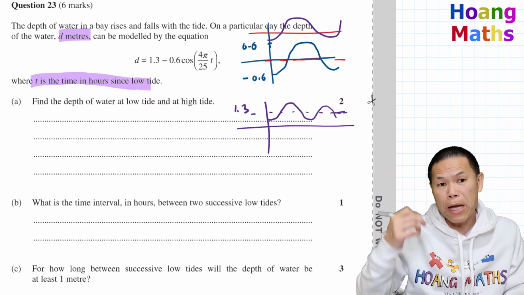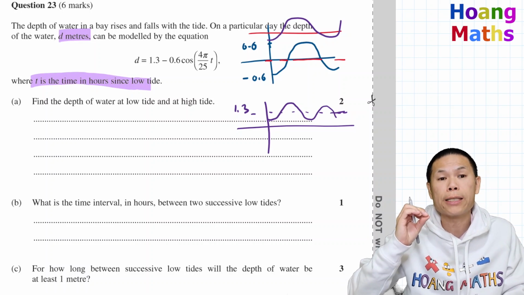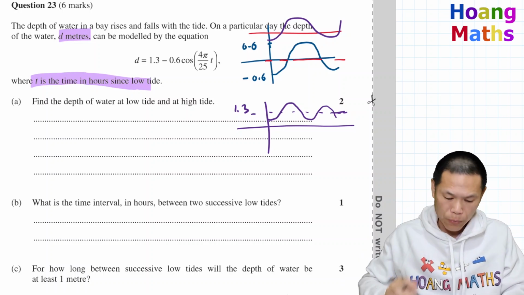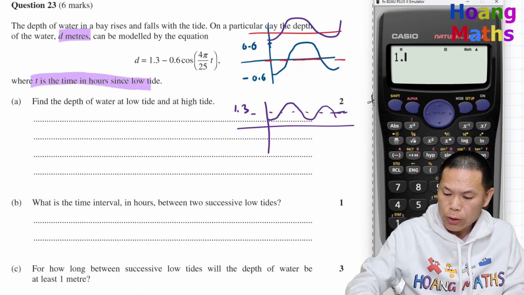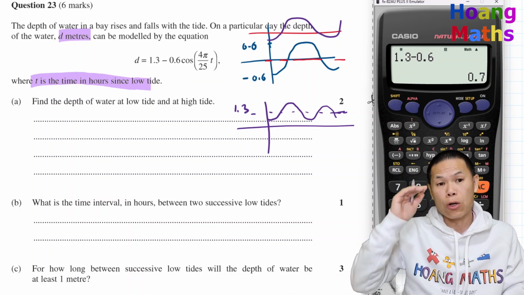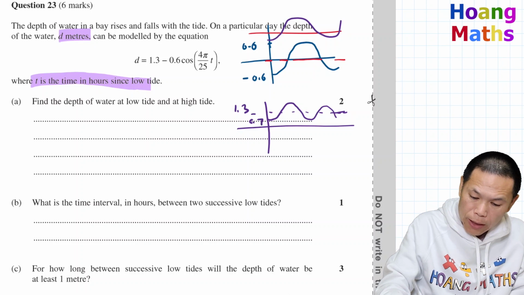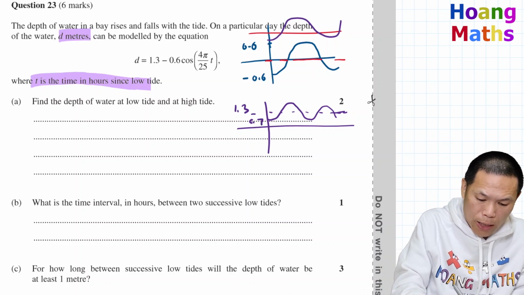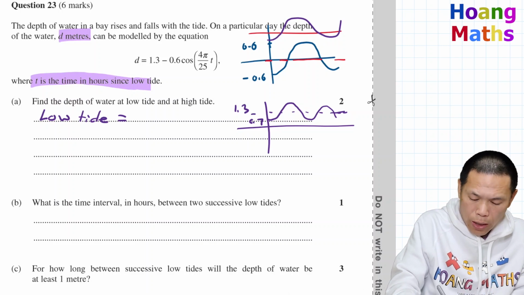So we can find the maximum and minimum. We start from negative 0.6 and add 1.3. I just put it on a calculator: 1.3 minus 0.6. That is the low tide, the minimum value, 0.7. Therefore, the low tide is equal to 0.7 meters.